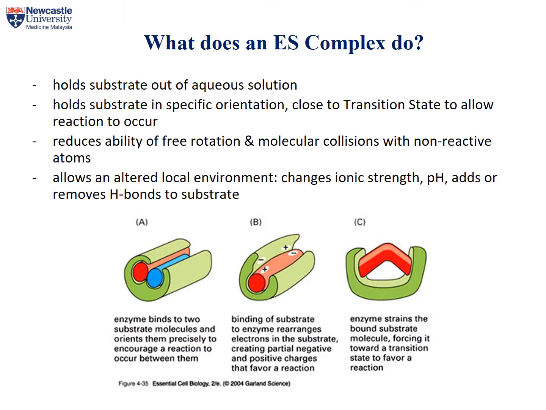Now you might be asking, what does an ES complex do? First, the ES complex holds substrate out of the aqueous solution. By doing this, it is concentrating the substrate within the active site. Second, it holds substrate in a specific orientation, closer to the transition state, to allow the reaction to occur. Remember, without the transition state, no substrate will be turned into product molecules. And third, it reduces the ability of free rotation and molecular collisions with non-reactive atoms. In other words, this helps to reduce unwanted reactions.